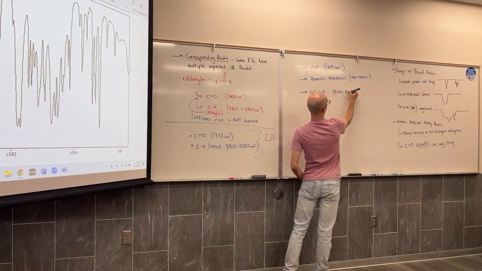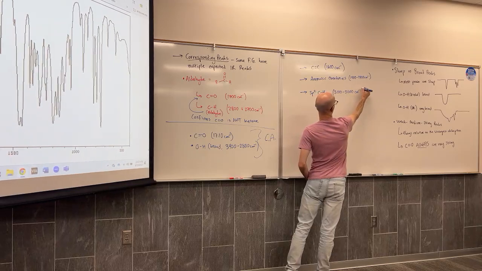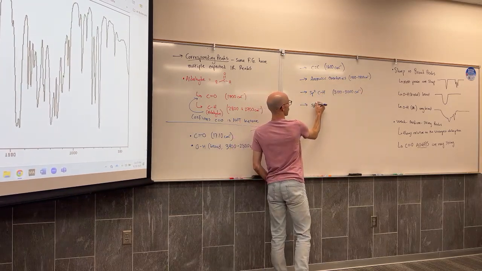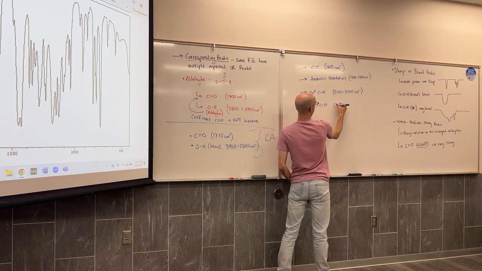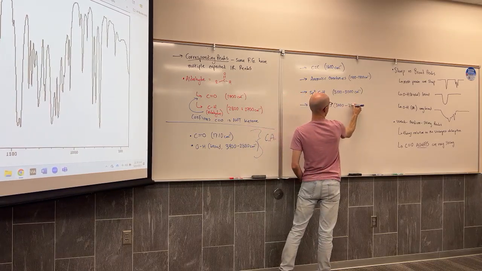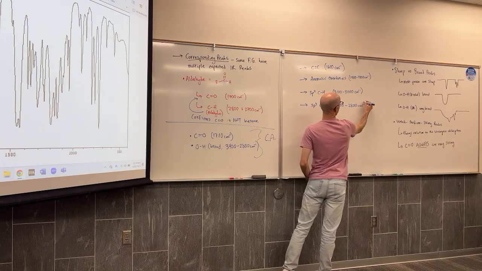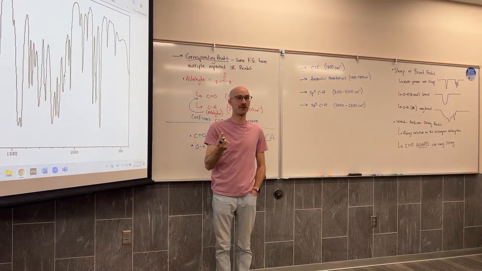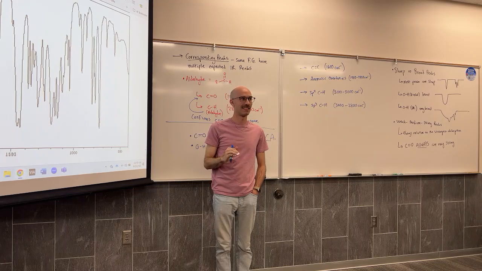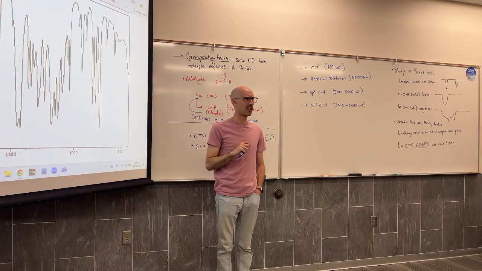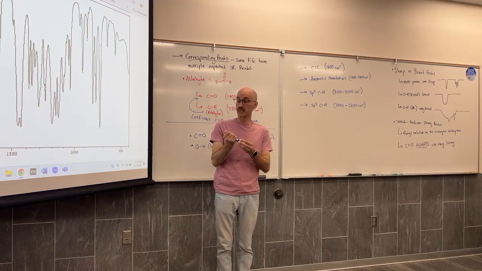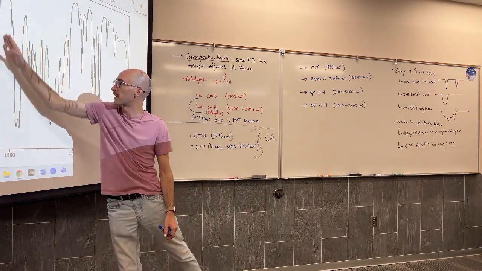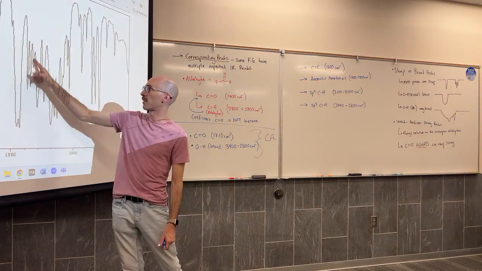What else do you guys feel confident is here? sp3 CH, just to the right of 3000. What else? There's one left, and I suspect this is the most challenging. It looks like there's no nitro group. If there was a nitro group, there would be a strong absorption at 1550, and there's nothing there, and a strong absorption at 1350.